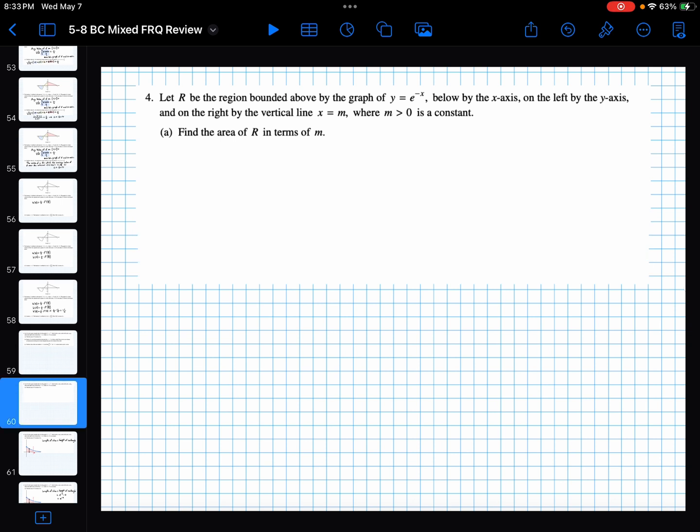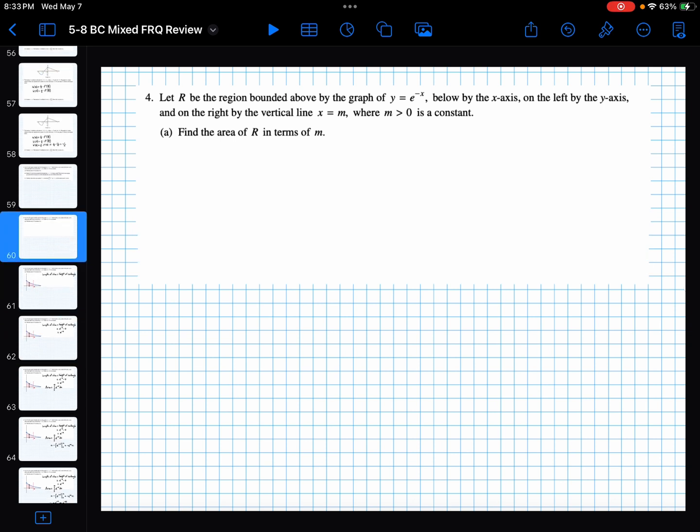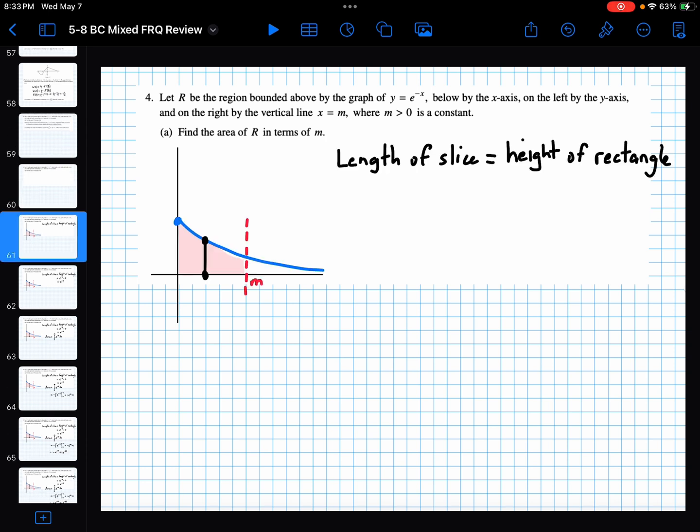So looking at part A, find the area of R in terms of m. I know this is a non-calculator question. I'm going to draw a little diagram of this scenario here. The blue function is y equals e to the negative x power, and that shaded pink area there is region R. All right, so you draw a slice there.